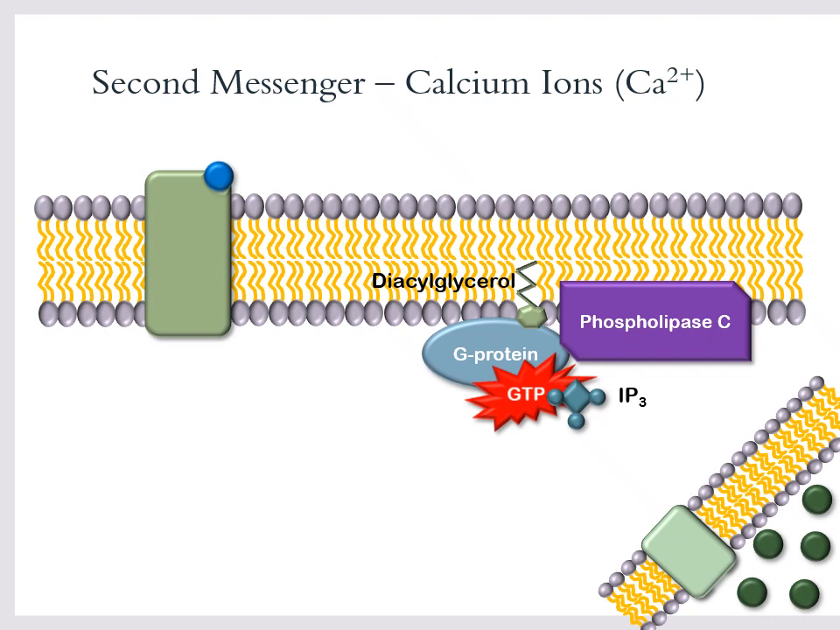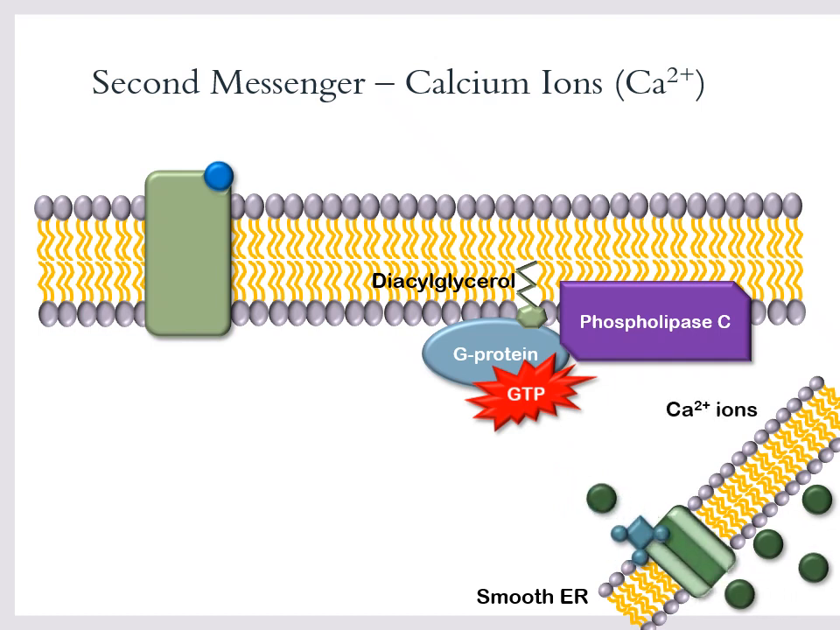The IP3 is itself a second messenger, which opens channels in the smooth ER membrane, releasing calcium ions into the cytosol. Now, since the normal cytosolic concentration of calcium is very low, this rapid release causes a significant change in the concentration, leading to a range of responses, including regulation of enzymes, cell motility, and muscle contraction.